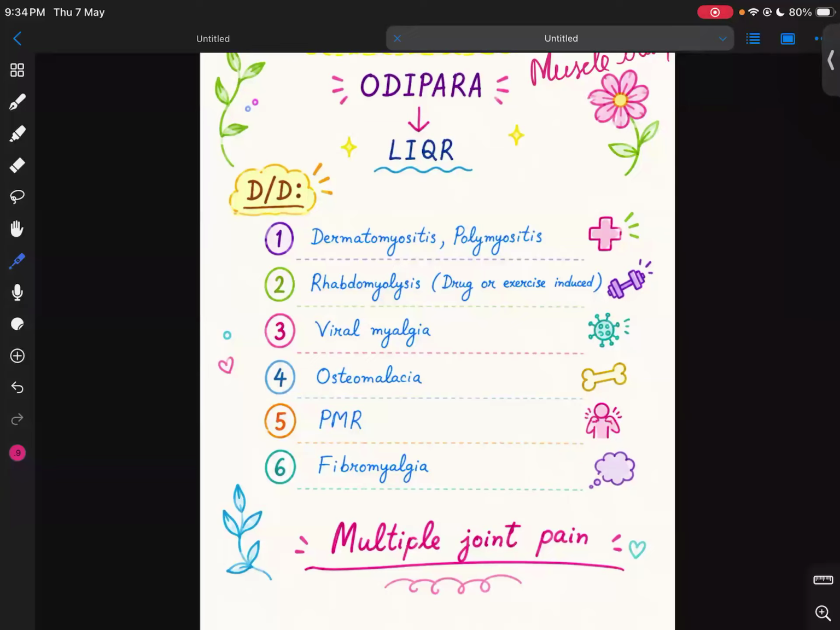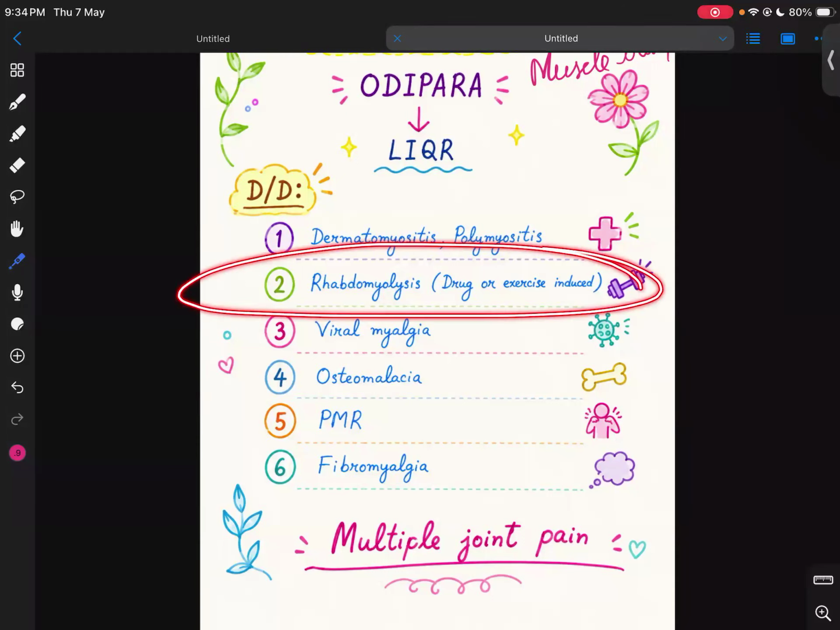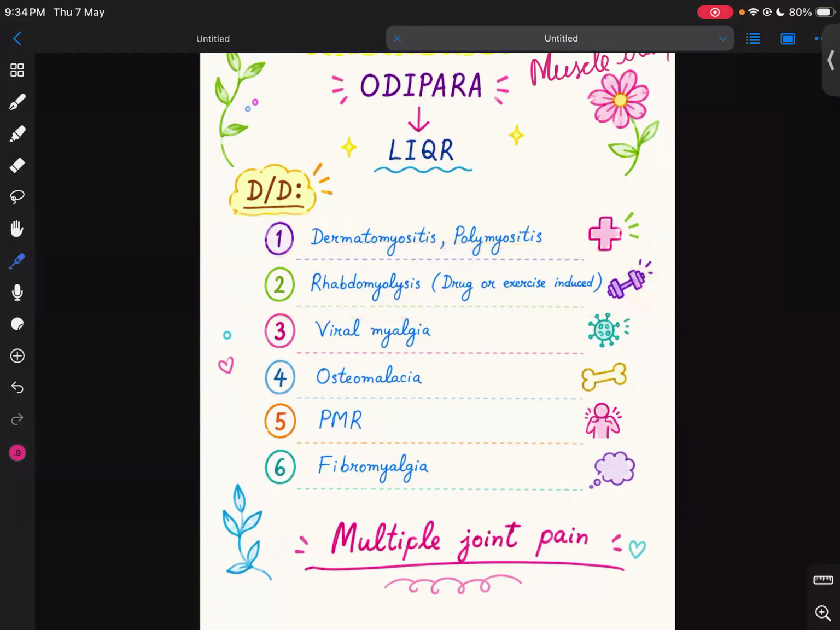Okay, so let me finish the session by asking an important question to all the doctors. Suppose you have got a case of rhabdomyolysis. The patient is taking a statin, and recently he attended a marathon race. After attending the marathon race, he is having diffuse body pain. To combat the body pain, he is taking a painkiller, an NSAID.